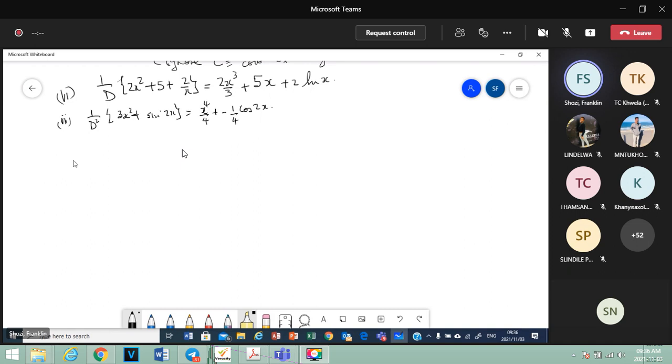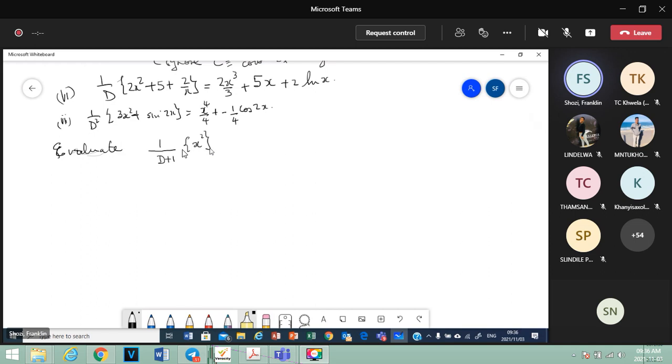What about when we are asked to work out the following? An example. What about when we are asked to evaluate 1 over d plus 1 acting, let's say, on x squared? Now, it takes a different shape.